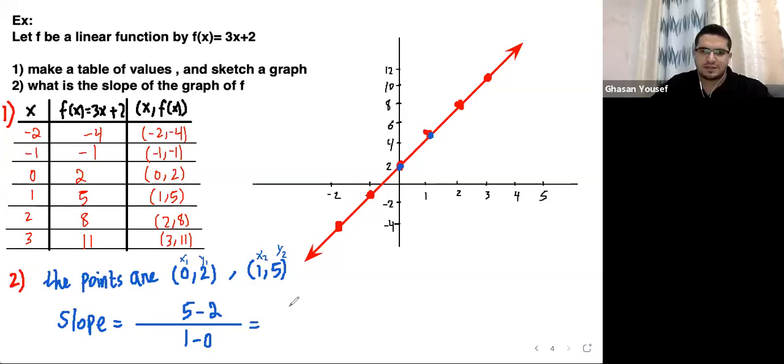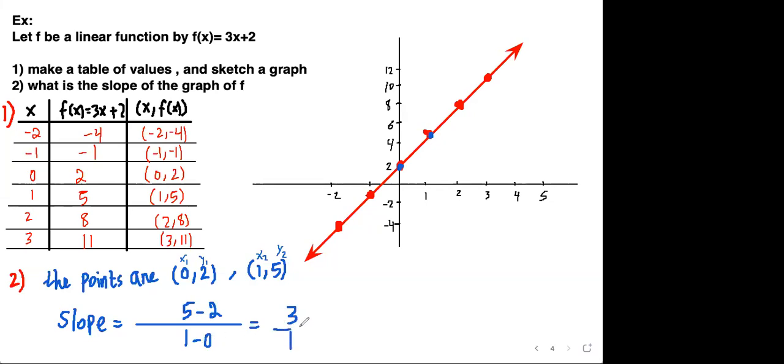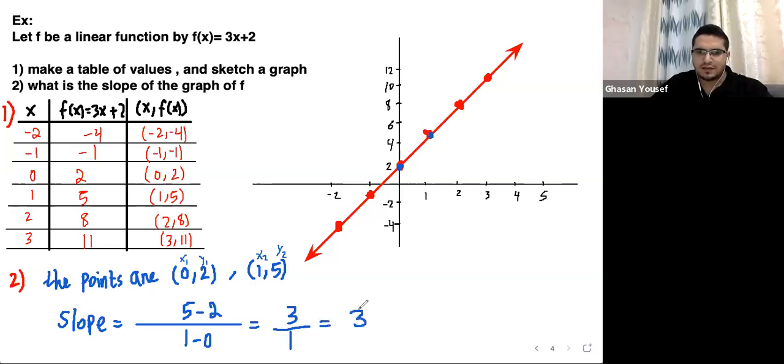Five minus 2 is 3 over 1 minus 0 is 1. 3 over 1 is 3. So the slope of this function is 3. I pick 2 points, then I find the slope by using the formula, the difference of y over the difference of x. To make sure, when they ask you what is the slope of the graph, you have to choose 2 points from the graph or from the line, and you have to use the formula.